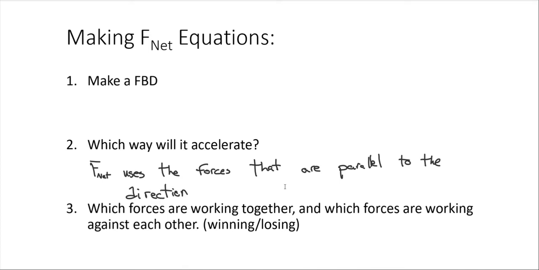So if I was pushing a box, for example, this box might be going to the left. But if there was friction, friction would be pushing to the right. So I would include both of those forces in my net force equation. But if the box is sitting on the ground, gravity's pulling down, normal force is pushing up.